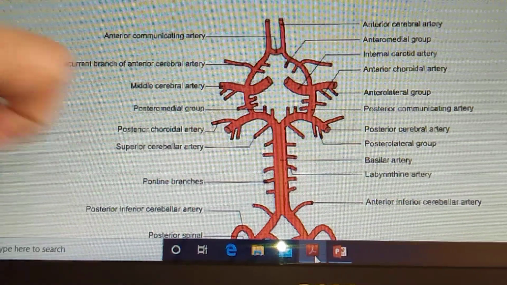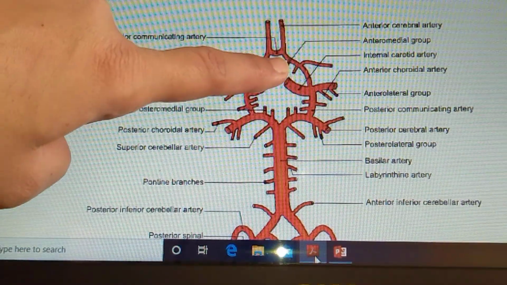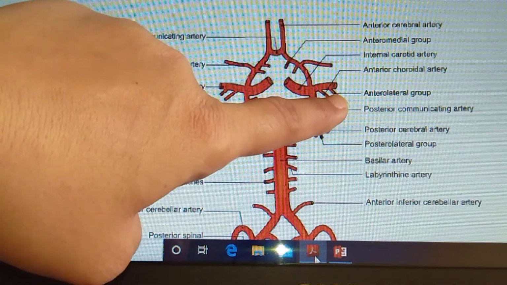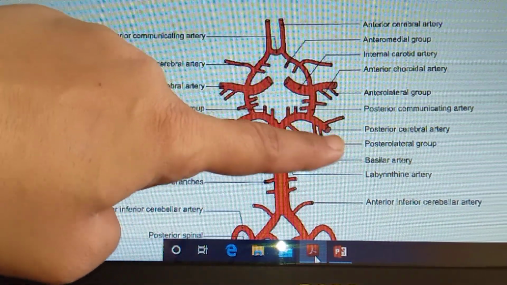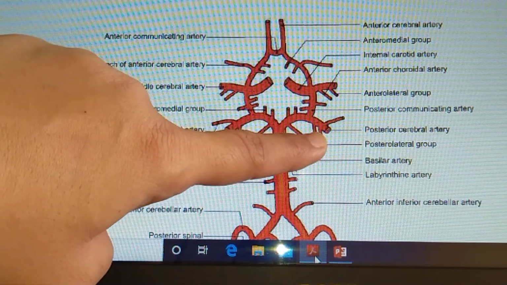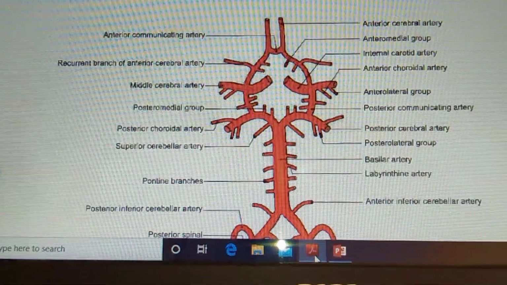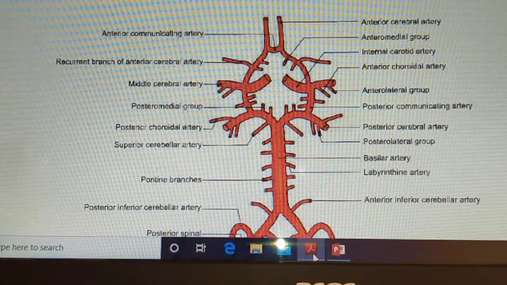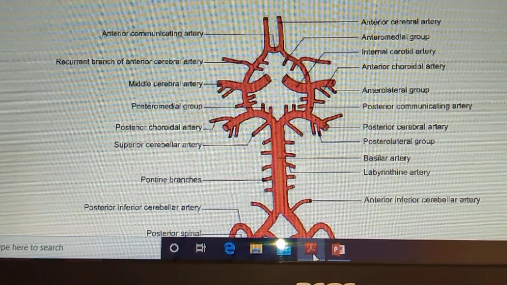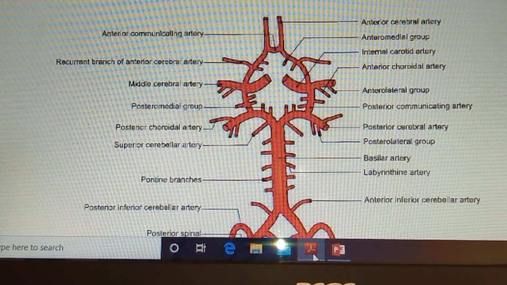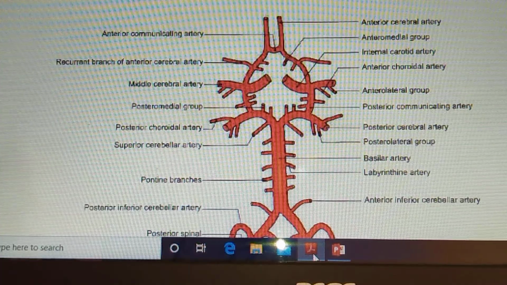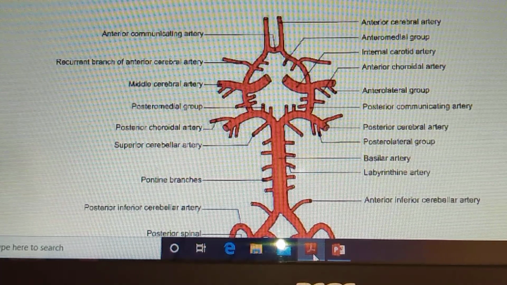You can see here you have the anteromedial group, then you have the anterolateral group, similarly you have this posterolateral group, and you have here the posteromedial group. So there are 4 groups, but in 2 of the groups 2 arteries are present, so total 6. So it is said that central branches are arranged in 6 groups.